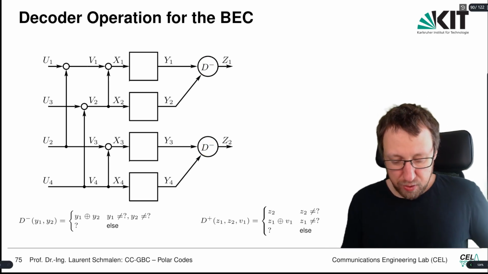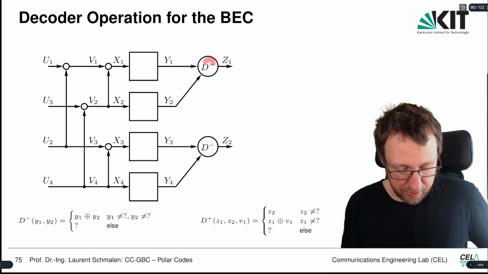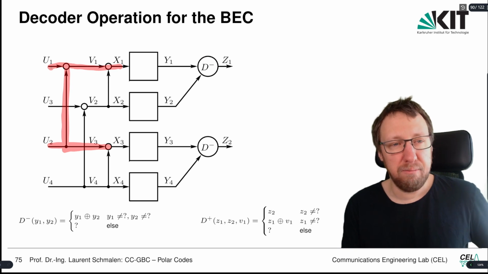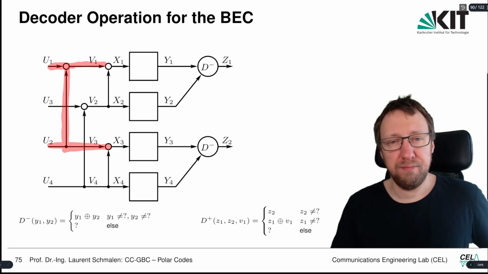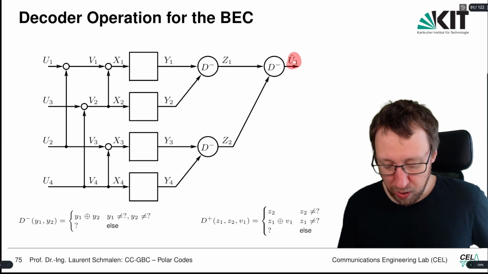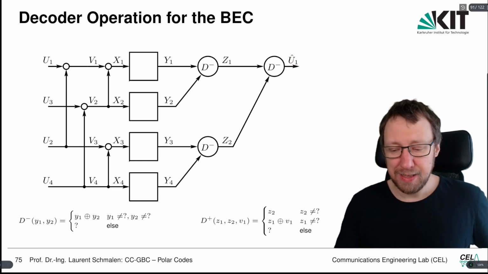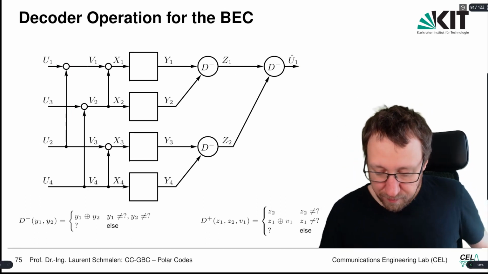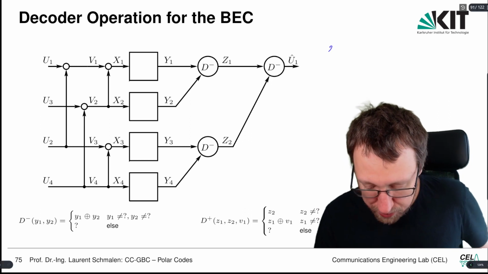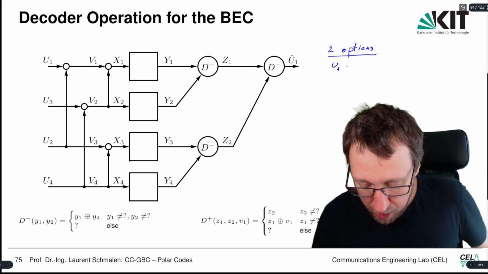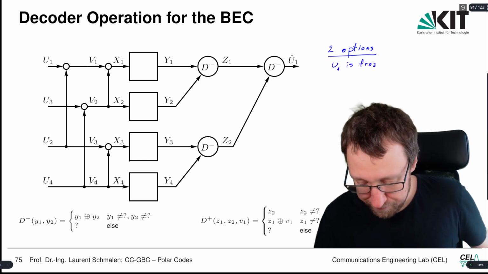So we have two channels D minus, and now we can try to decode u1, because we combine the outputs of the two D minus decodings to get u1. We do two D minus decodings, and we get an estimate u1 hat. So now what we do is, we have two options. First, u1 is a frozen bit.